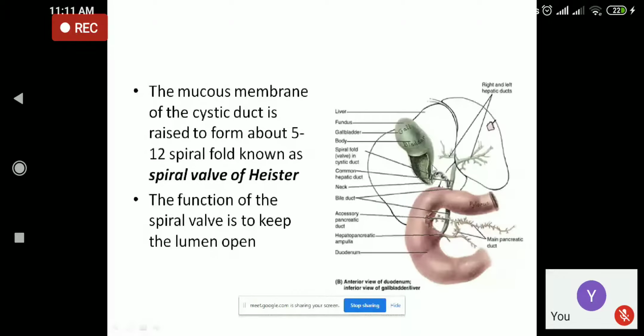So, what is the mucous membrane of the cystic duct? It raises about 5 to 12 spiral folds known as the spiral valve of Heister. So, look at here, you can see the folds in the cystic duct. This is the spiral valve of Heister. What is the function of this spiral valve? It is to keep the lumen open, so that the bile can be transmitted. So, this valve is very important.